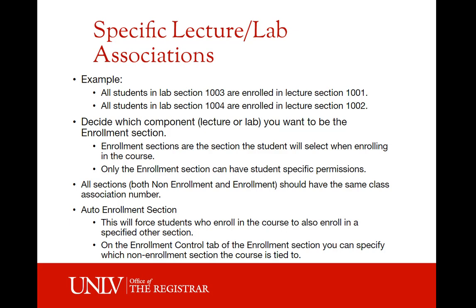Once you determine your enrollment section, you will ensure that it and the non-enrollment section that you want associated with it have the same association number. When you set up courses this way, you are creating an auto-enrollment section, meaning when the student selects the enrollment section, they will be automatically enrolled in the non-enrollment section.